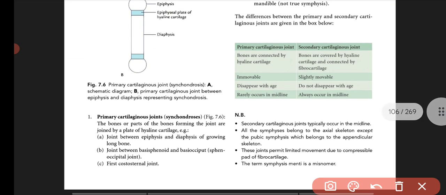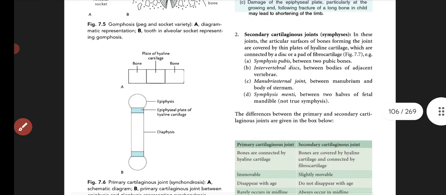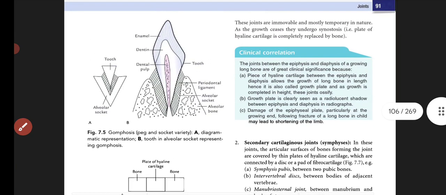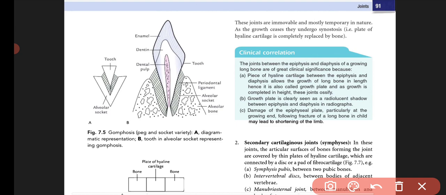Now comes the primary cartilaginous joint, or synchondrosis. The bones or parts of the bones forming the joint are joined by a plate of hyaline cartilage. For example, the joint between the epiphysis and diaphysis of a growing long bone, the joint between the basisphenoid and basiocciput, the spheno-occipital joint, and the first costosternal joint. These are the primary cartilaginous joints. These joints are immovable, mostly temporary in nature.